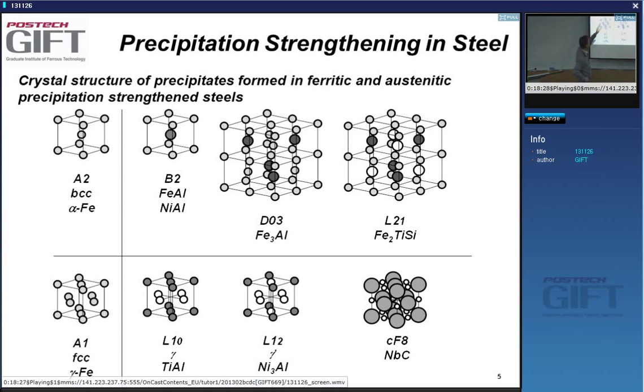Well, one of the precipitates that you can use for precipitation is the B2 structure, or cesium chloride. I don't know if you're familiar with that. That's the structure of FeAl, or nickel aluminum, yes? And you can see it's basically very similar to BCC iron, except that the central atom is now replaced by another atom, aluminum. So you can have iron aluminum. You can also have nickel aluminum by adding nickel and aluminum to your iron in a certain way. We'll talk about details in a moment.